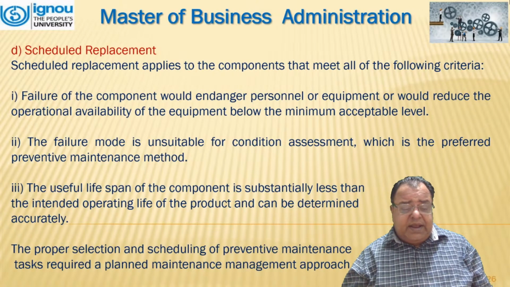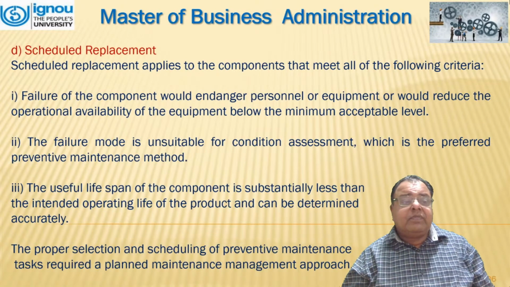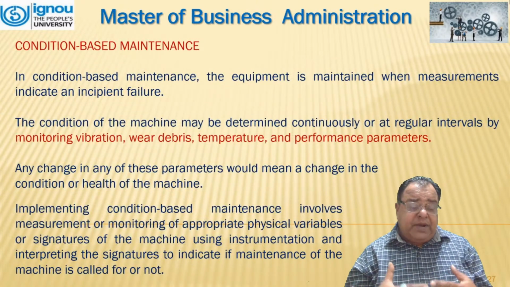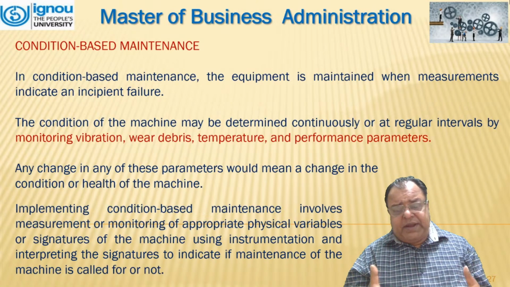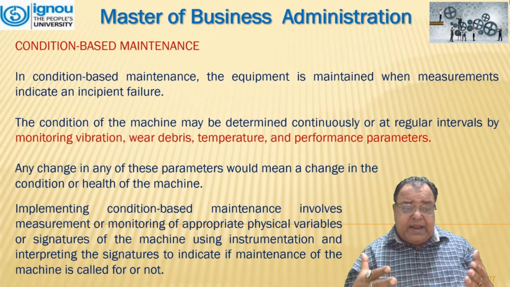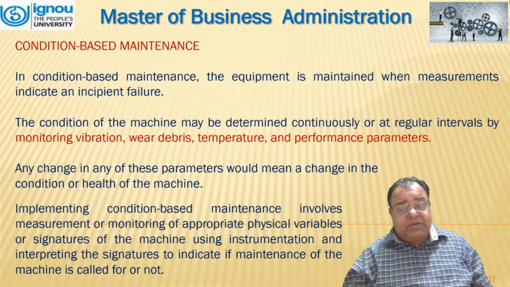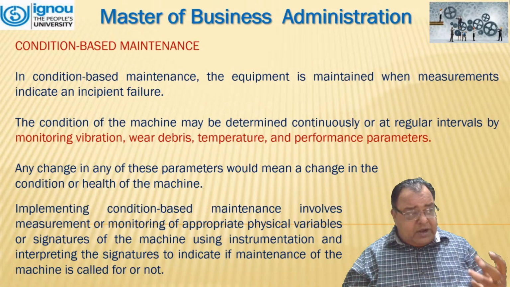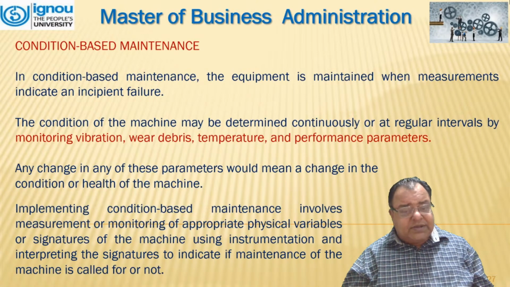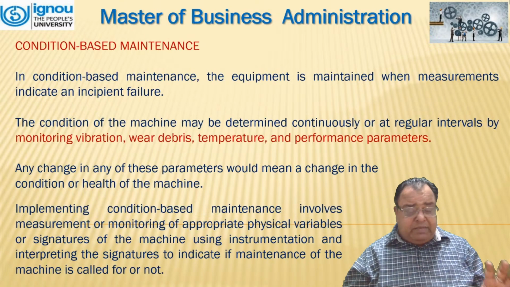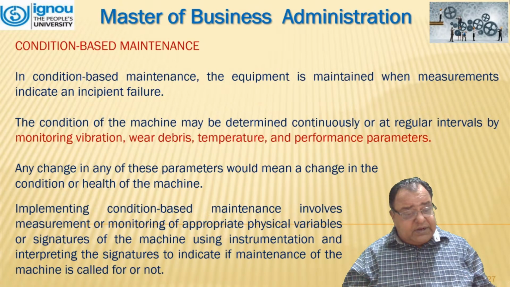The proper selection and scheduling of preventive maintenance tasks requires a planned maintenance management approach. Now comes condition based maintenance. In condition based maintenance, the equipment is maintained when measurements indicate an incipient failure. The condition of the machine may be determined continuously or at regular intervals by monitoring vibrations, wear debris, temperature, and performance parameters. Any change of these parameters would mean a change in the condition or health of the machine.